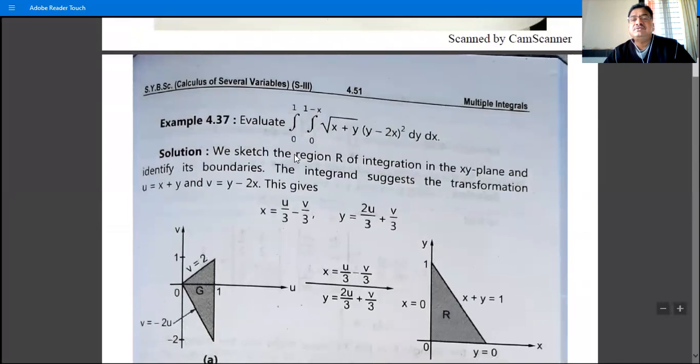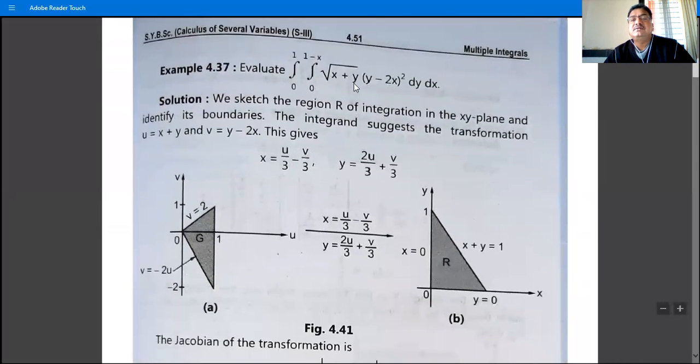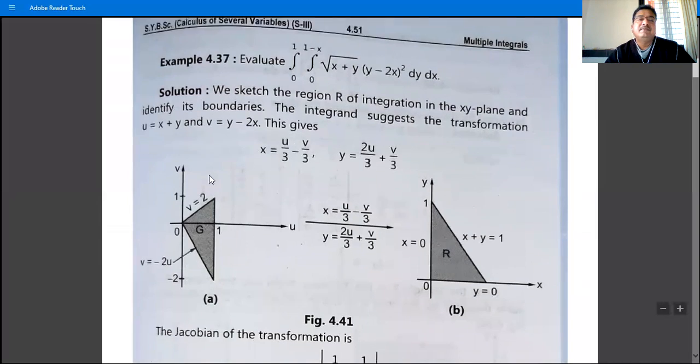So we have to sketch the diagram, because we have to change the variable. So the substitution is x plus y is u, y minus 2x as v, and then x is what? Adding these two, subtracting these two, we find the values of x and y. We have this x value and y is this. Okay.